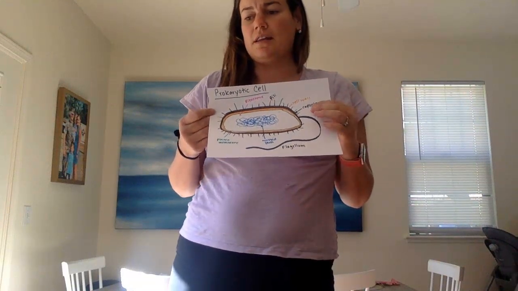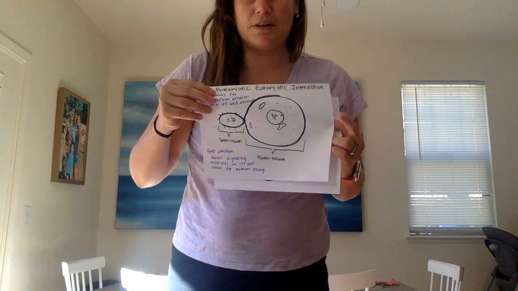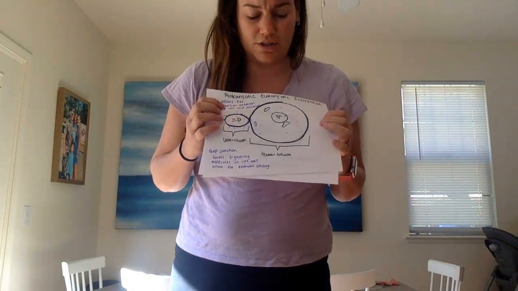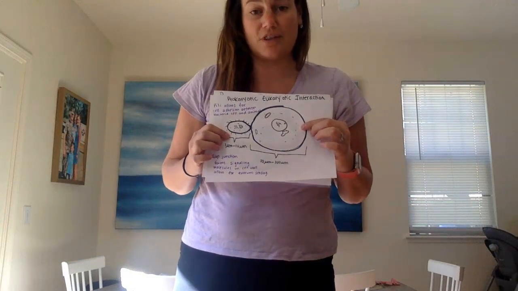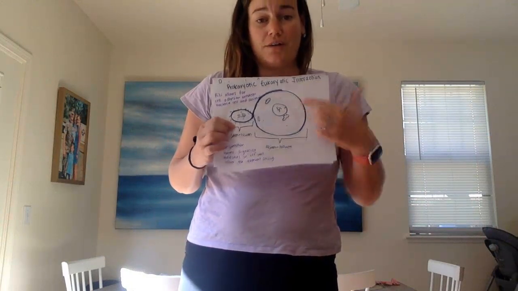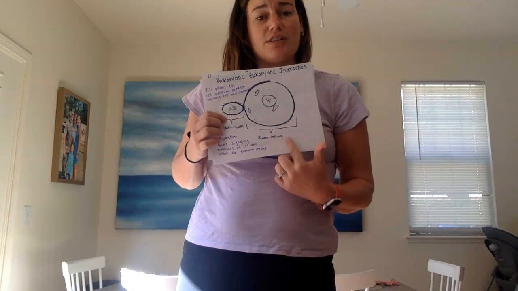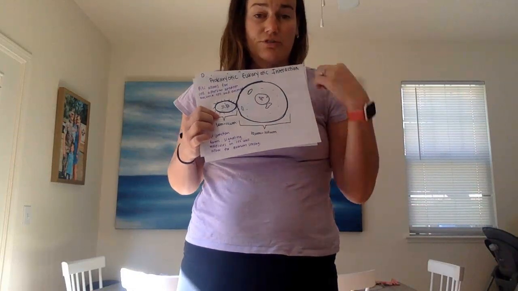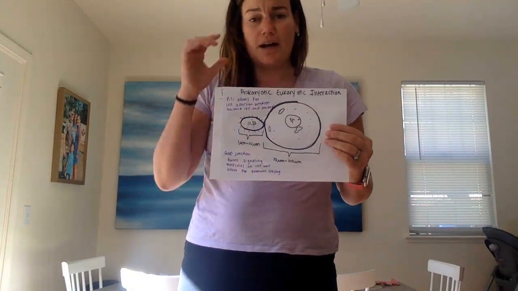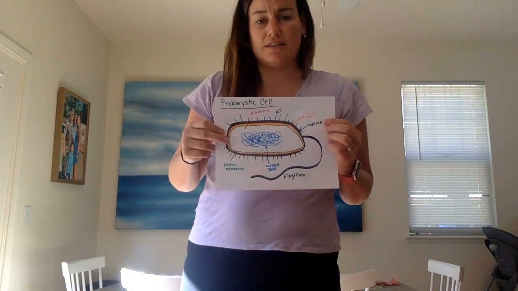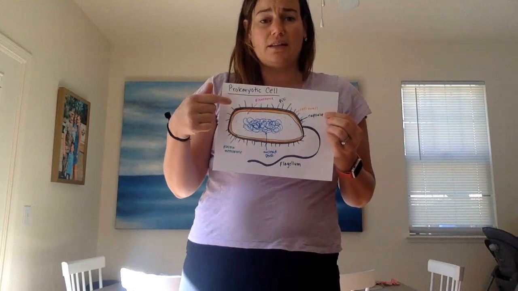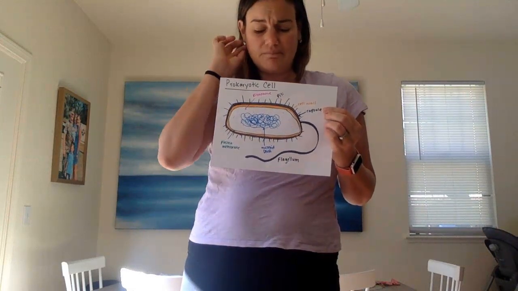As you can see in this picture, it's approximately 1 to 10 micrometers, I apologize, compared to a eukaryotic cell, which is about 10 to 100 micrometers. So a lot smaller. The prokaryotic cell is a lot different than a eukaryotic cell, meaning they're mostly bacteria.